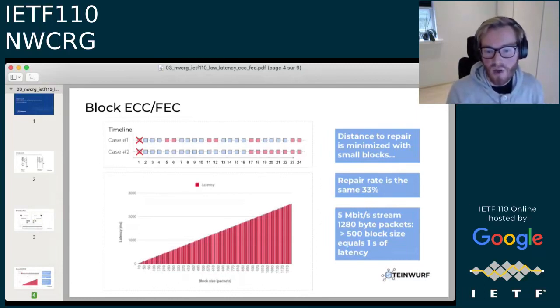And the graph at the bottom shows, with a 5 megabit stream and a 1280 byte packet size, that the block size really matters when you look at latency. There are certain codes that require very large blocks. And what you can see in that figure is that if you have a block size of more than 500, you have accumulated 1 second of latency inside that block. Of course, this also depends on the source, how it's transmitting data, how bursty it is, and all these kinds of things. But the block size can really have a big impact on the latency that we're going to observe. And for that reason, we typically want to make the block very small in latency sensitive applications.